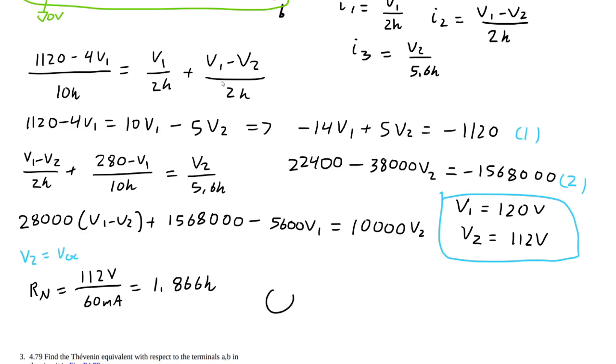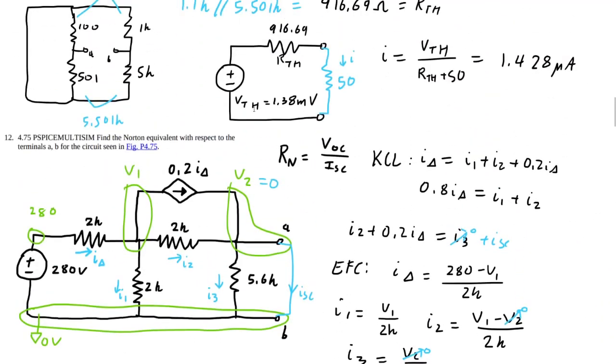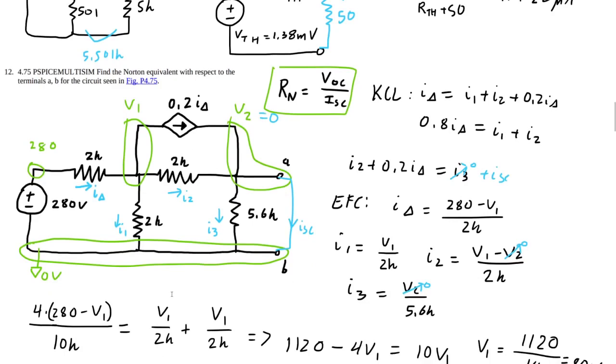So our Norton equivalent circuit is going to be this 60 milliamp source in parallel with this 1.8 K resistor. Here's A and here is B. There we go. We just have to remember that whenever we have a dependent source, we're going to have to use a different method than just cutting out the sources to find out REQ.